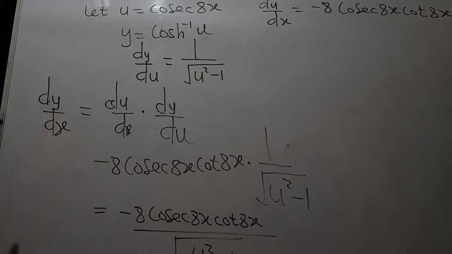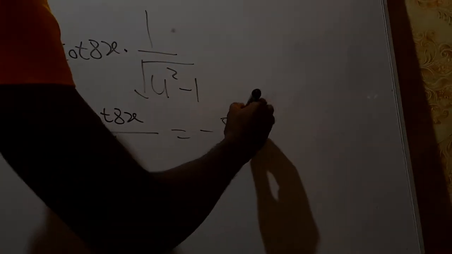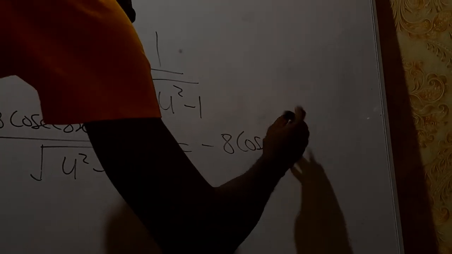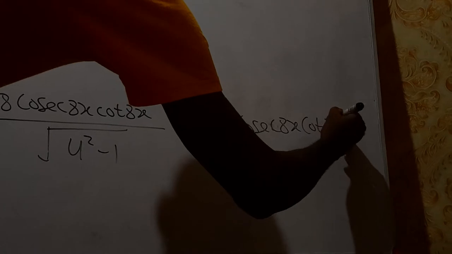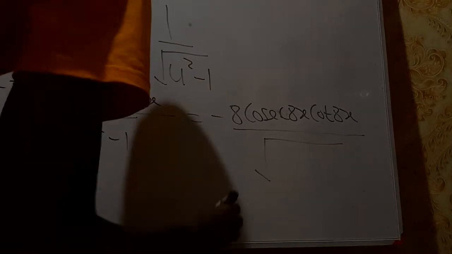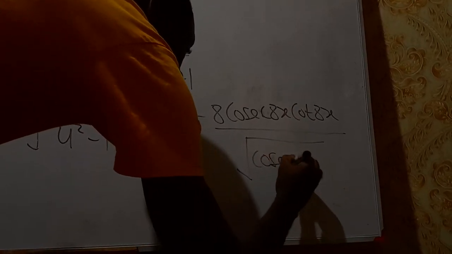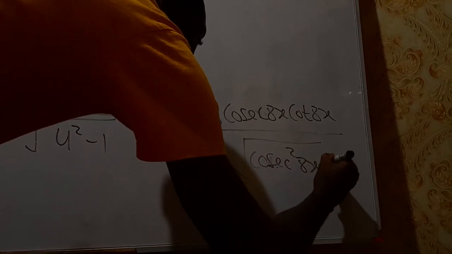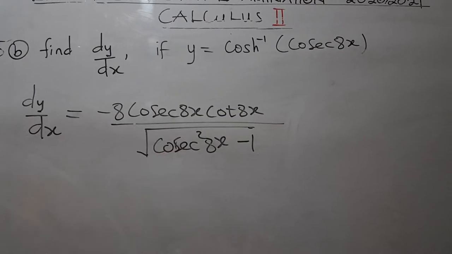So we can substitute back. So we have negative 8 cosec 8x cot 8x all over the square root of cosec square 8x minus 1. So we can simplify this further.